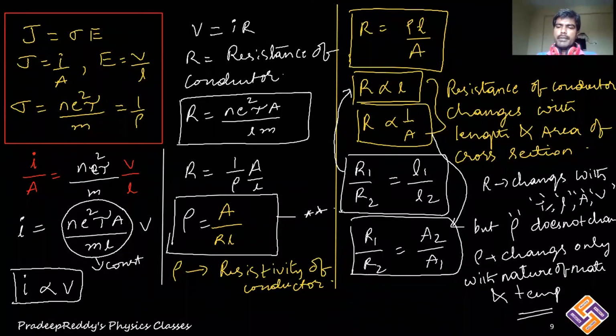Resistance changes with temperature of the substance, length of the conductor, area of cross section as well as volume of the conductor also. Whereas resistivity does not change with all these factors. Resistivity only depends on nature of the material as well as temperature. Only on these two factors does resistivity depend. Of course, if resistivity is changed, then conductivity also changes, because resistivity and conductivity are reciprocal of each other.